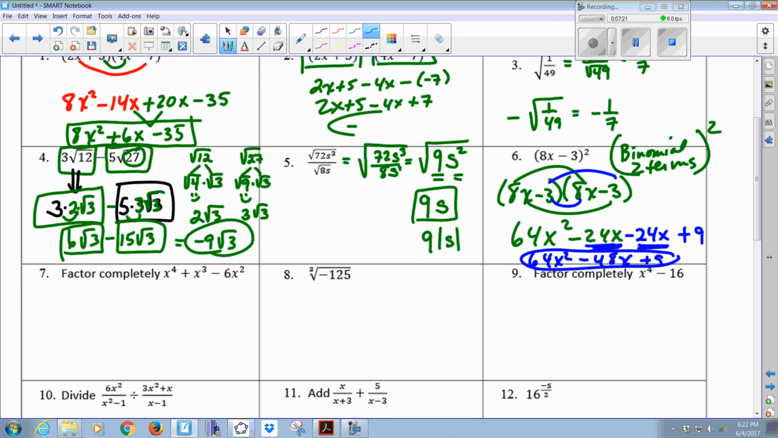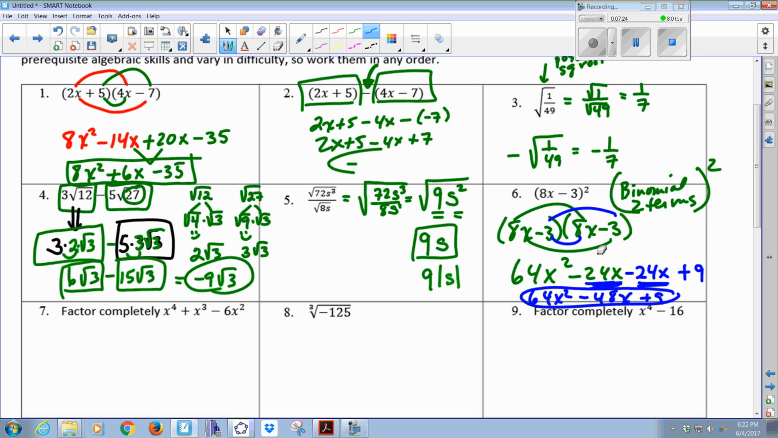This type of problem is one that we often ask a true-false question about, and often we might do something like this: 8x minus 3 squared equals 64x squared plus 9. And that's false, and that's to help you discern that we do not apply the exponent properties here, because it is a subtraction problem as the base.